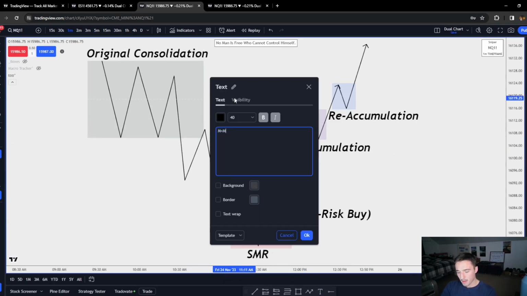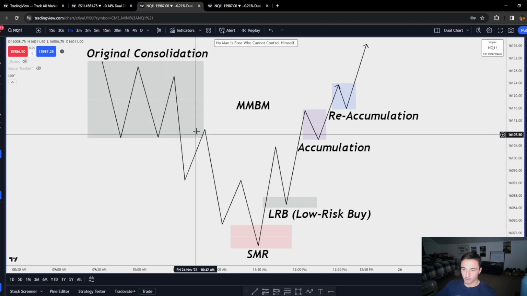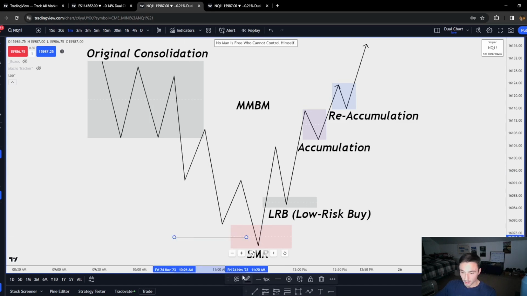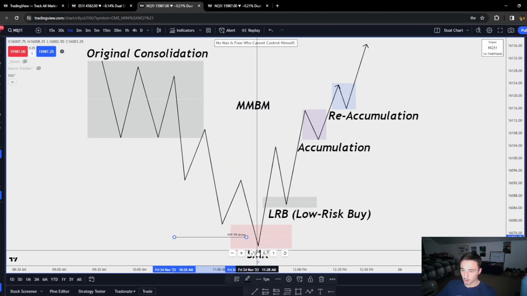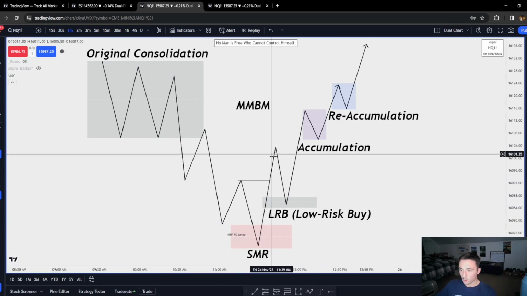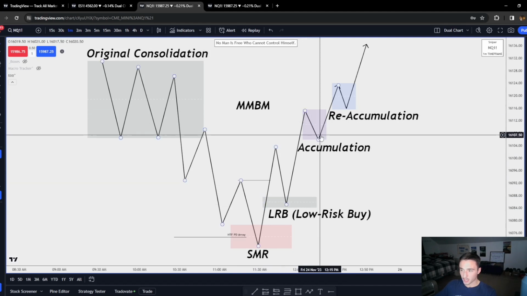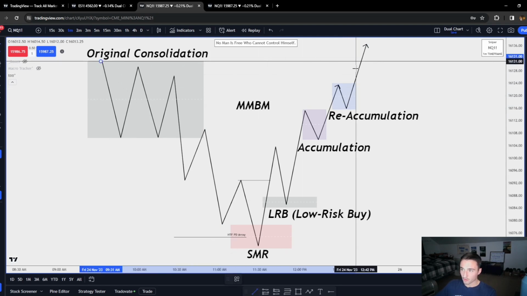So right here, MMBM, market maker buy model. It starts off with the original consolidation as always, and then we get boom, failure swing, boom, failure swing, smart money reversal. Where? Can you say it out loud right now? Inside of a higher time frame PD array. So right here, smart money reversal, expansion, we get our market structure shift right there. We get our low risk buy, expansion higher, accumulation, boom, expansion higher, reaccumulation to finally take out that original consolidation. So let's head on to the charts and look at some market maker buy models.